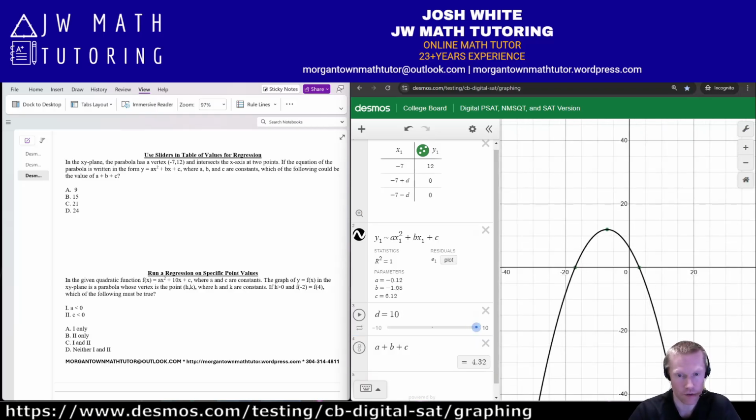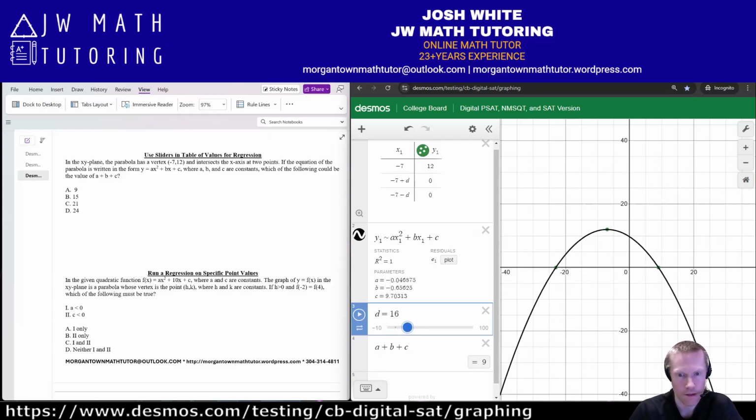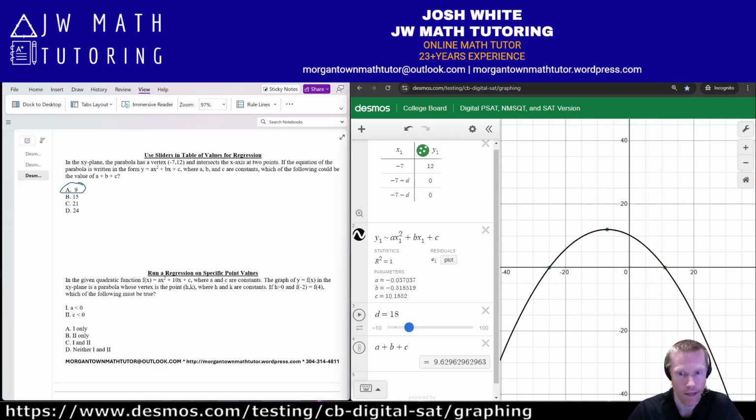Even when I get to 10, notice it starts to get positive. So if I jump this up, let's say to 100, and we can just set the step value to 1, that's fine. Notice it jumped through 9 right here when the D value is 16. Notice it's equal to 9. So it looks like the correct answer here is going to be A, because I found a specific example where A plus B plus C is equal to 9.